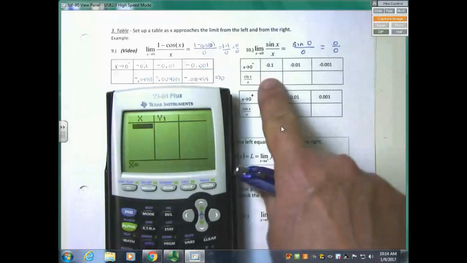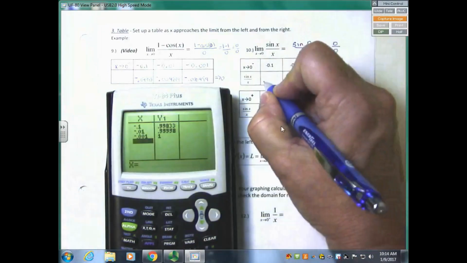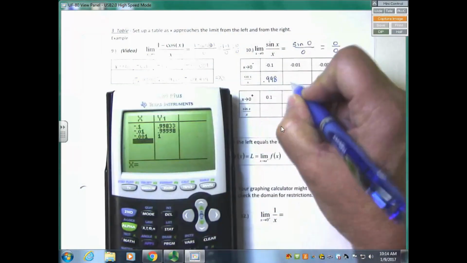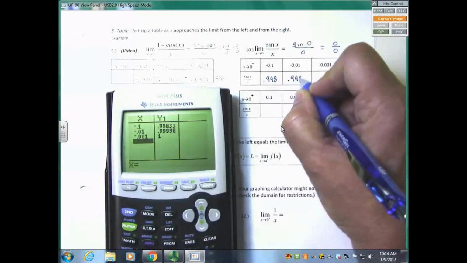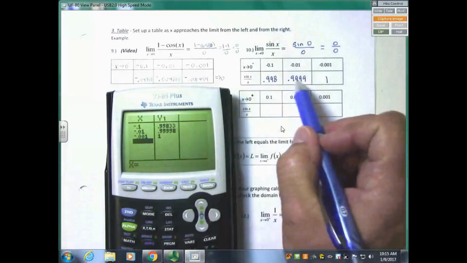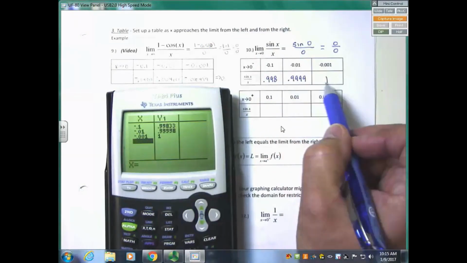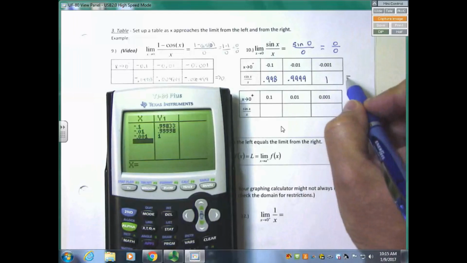All right, so I'm going to put in negative 0.1, negative 0.01, negative 0.001. So I end up with 0.998, 0.9999, and 1. So it's pretty clear to see that as I get closer and closer to 0 from the left-hand side, these numbers are getting closer and closer to 1. Okay, so they're approaching 1.